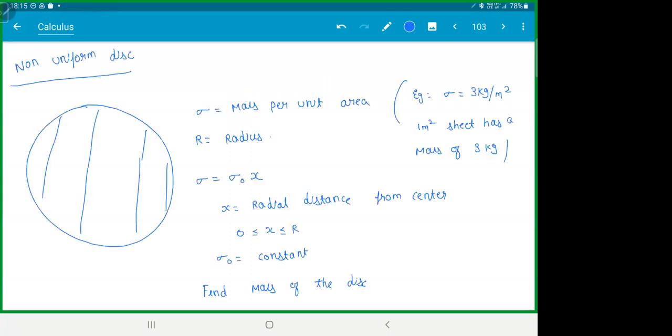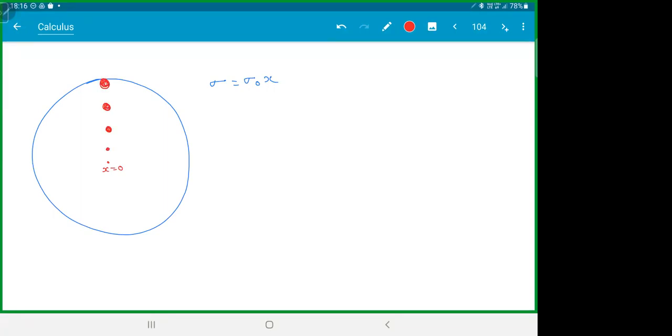But the problem here is, if you look at the density, sigma naught x, you know what is happening? Sigma is sigma naught x. At the center, x is 0, means there is no mass. As you're going out, it is little heavier. It is more heavy. It is even more heavy. So as you go away from the center, the disk is becoming heavier and heavier. That is the meaning of sigma naught x. The farther you are from the center, the denser the disk is.